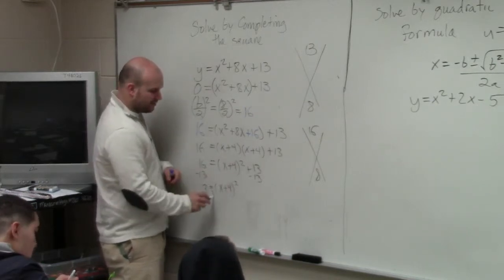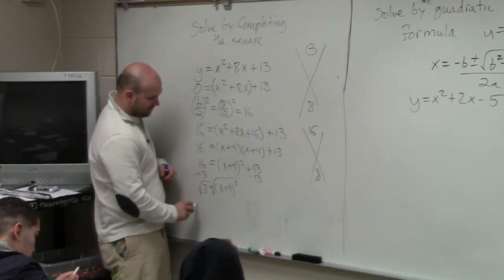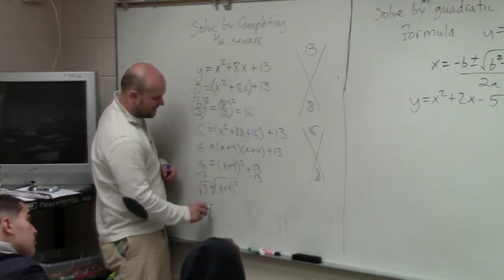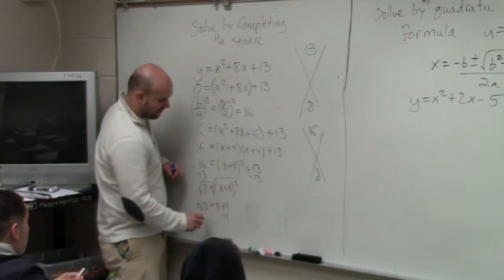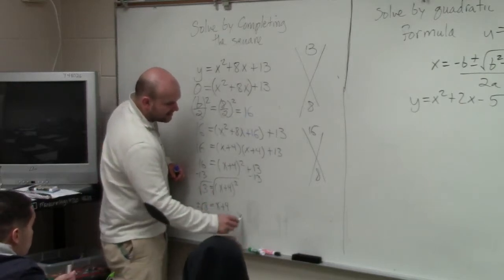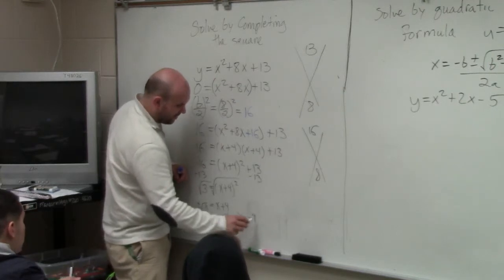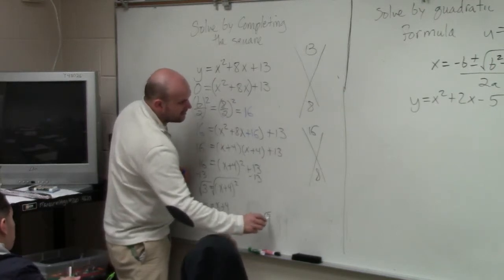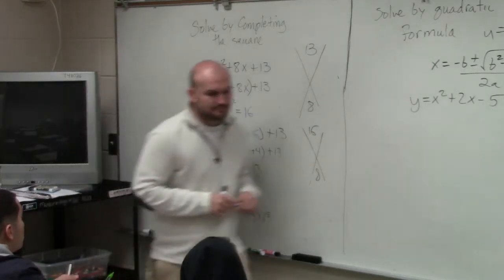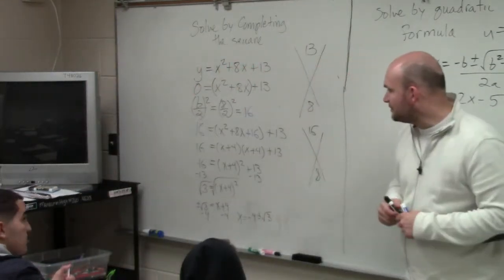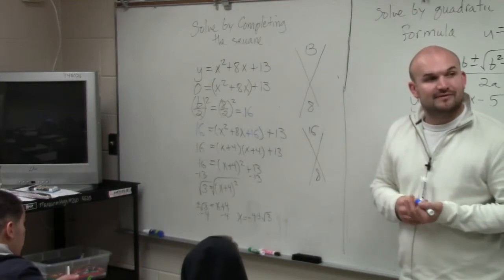Now I undo the square. So I have plus or minus the square root of 3 equals x plus 4. Now to solve for x, I subtract 4 on both sides. And my final answer is x equals negative 4 plus or minus the square root of 3. Huh? Yeah, 16 minus 3. Anybody have any questions on that?